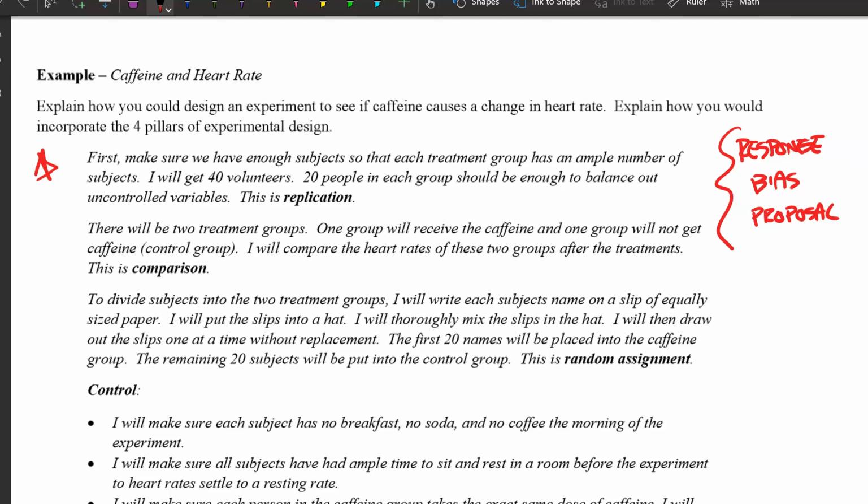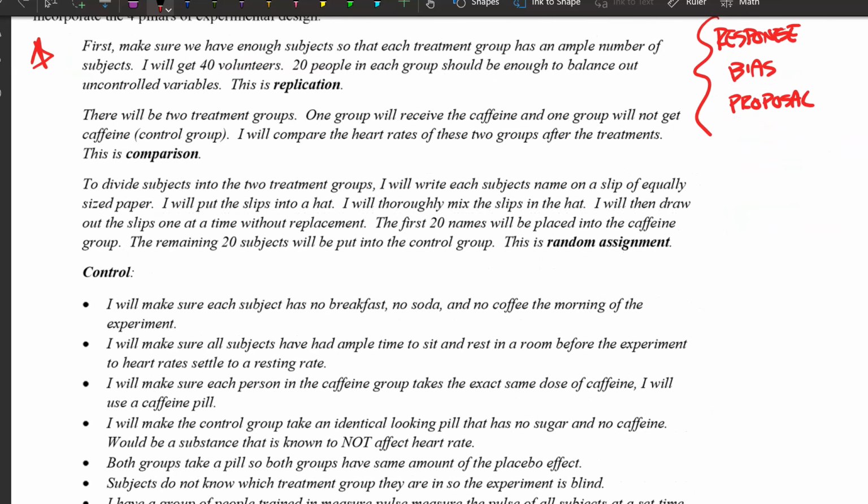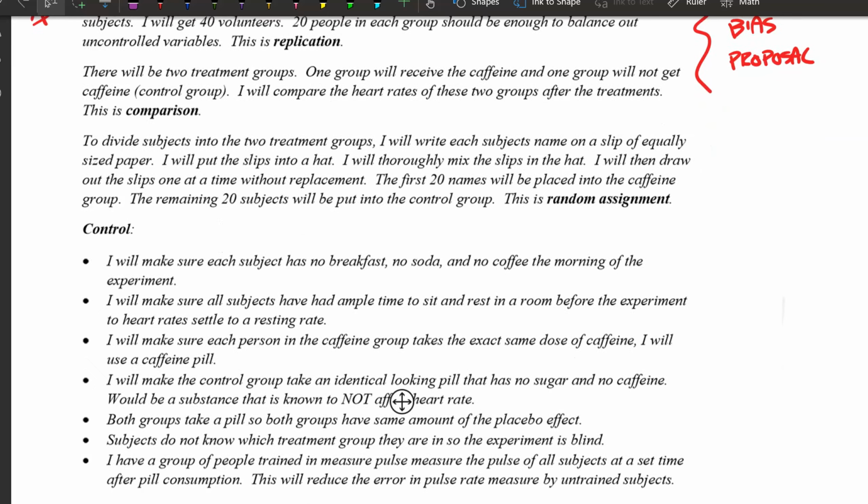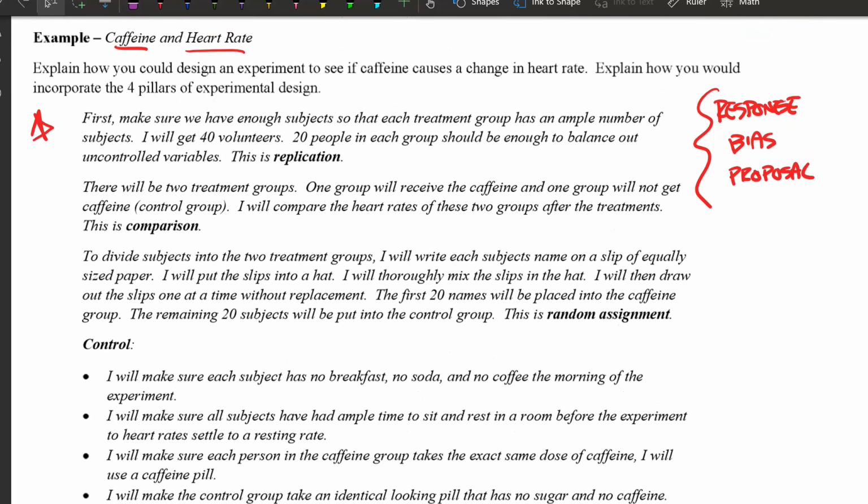So in the caffeine heart rate example, we want to see if caffeine causes a change in heart rate. Explain how you could design an experiment to see if caffeine does in fact cause a change in heart rate. Explain how you would incorporate the 4 pillars of experimental design. So instead of doing this one and doing a ton of writing, I just put down the solutions in italics. So let's just go through it.